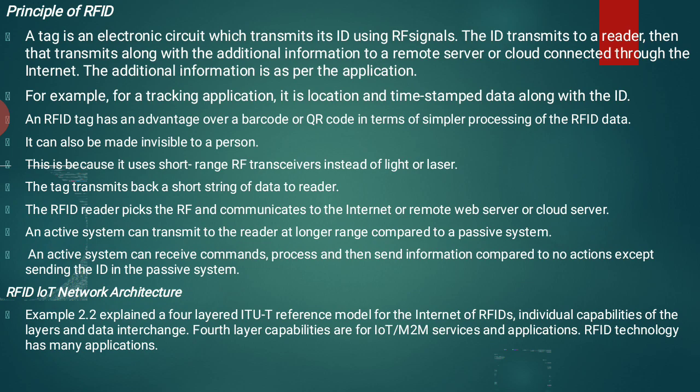The additional information is as per the application. So let us see what that additional information is. This is because of your application program. For example, for a tracking application, it is the location and time stamped data along with the ID. We have to identify its location and the time of the data along with the ID.